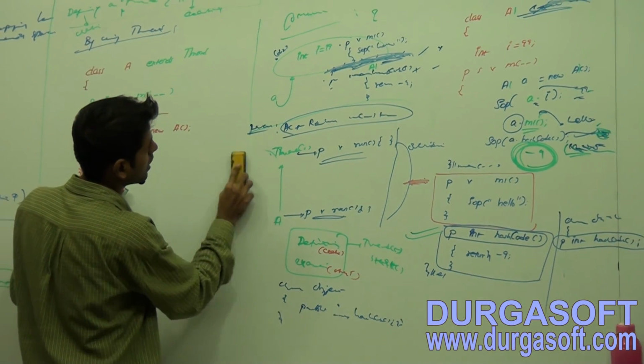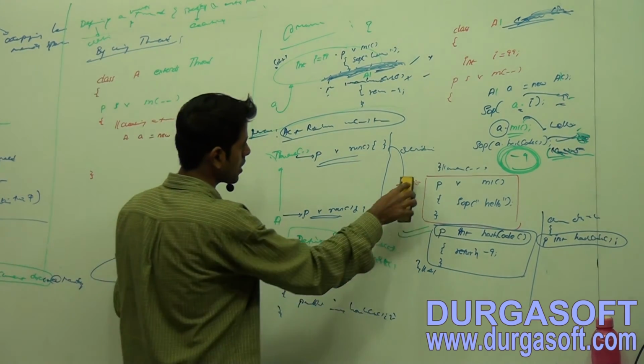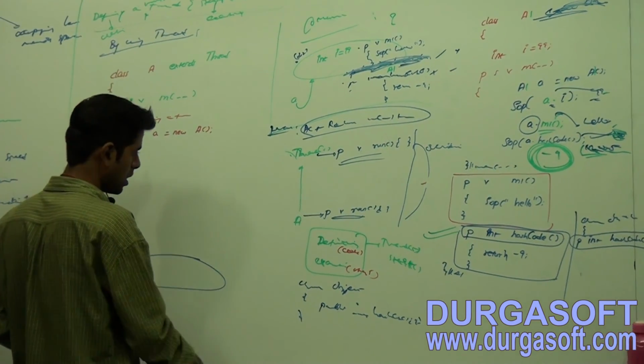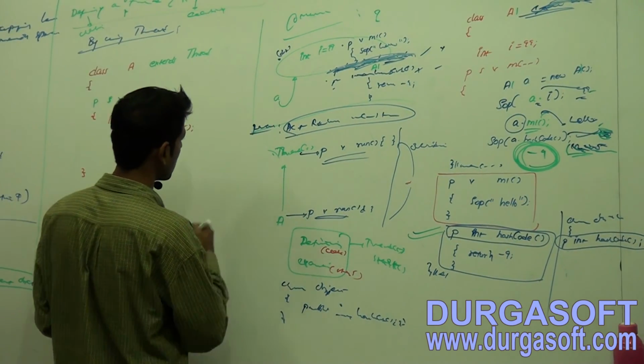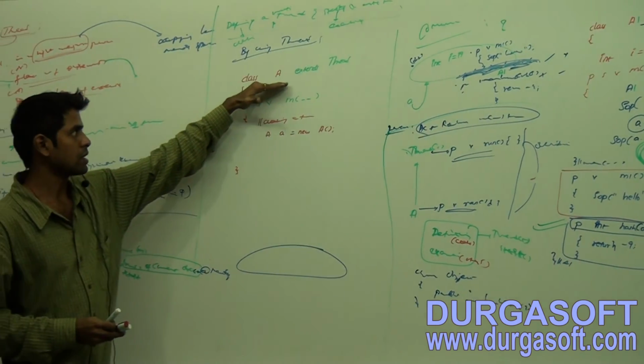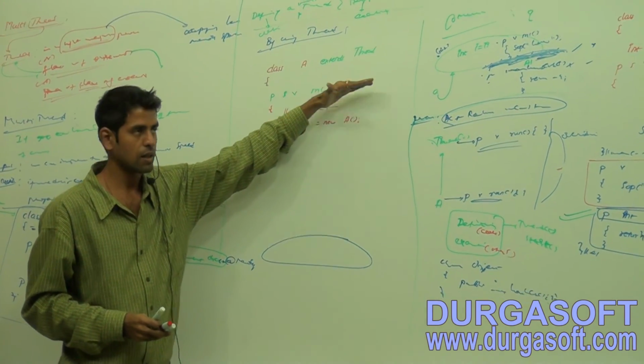Now observe, now everything is dead simple, friends. Okay, everything is dead simple. Observe, now everything is what? Dead simple. Okay, now observe, I have taken one class A which extends Thread and one main method.